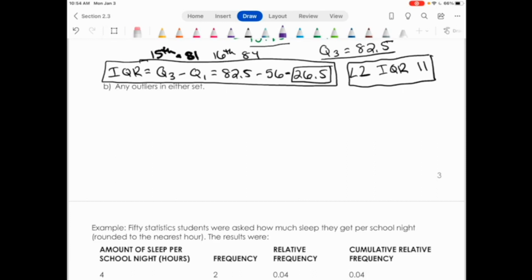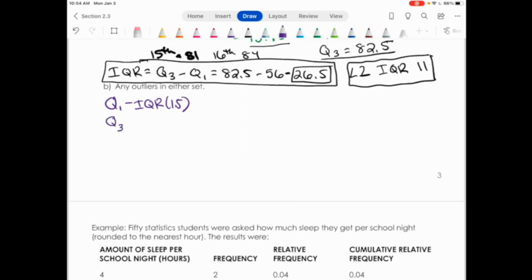But if you're not sure, there's a formula you can use to check to see if you have a data value that is way below any other data values in the set. You can take your value of Q1 and multiply it by your interquartile range times 1.5.